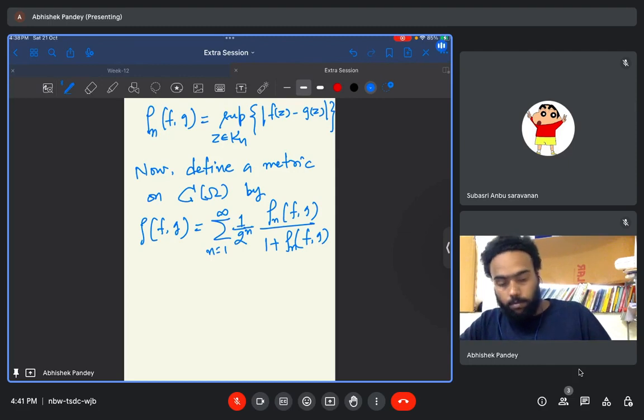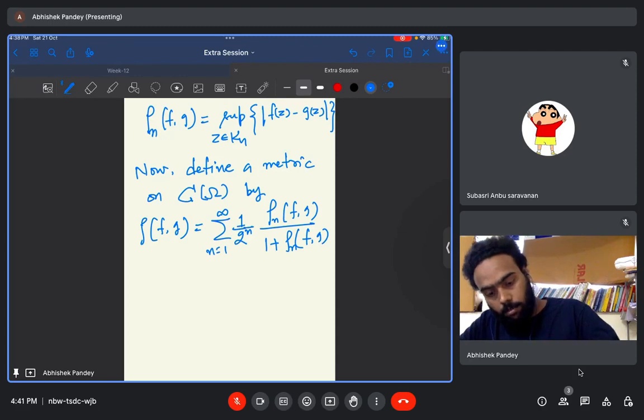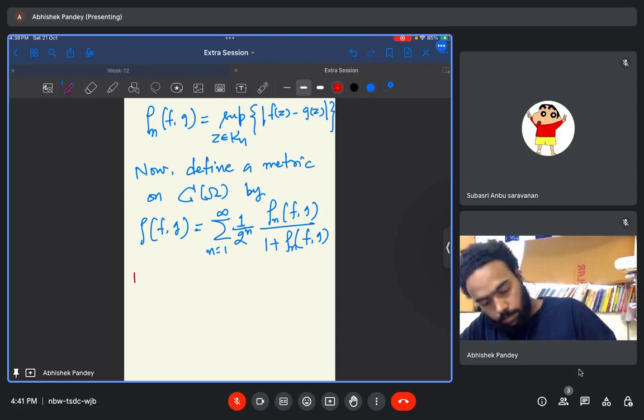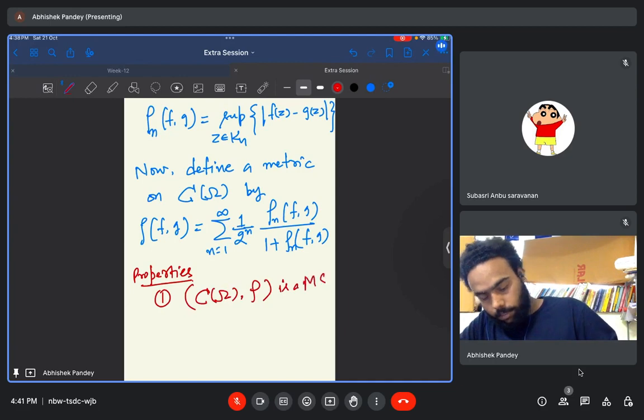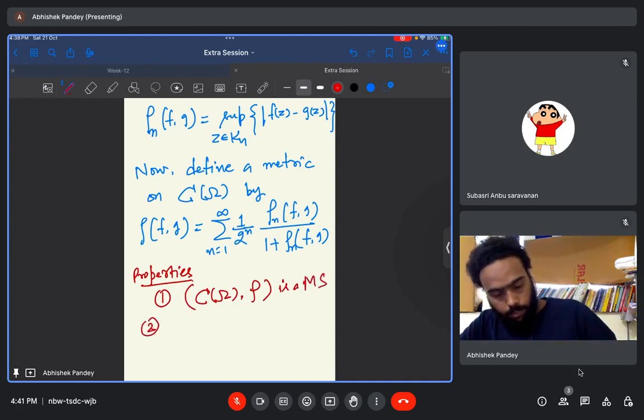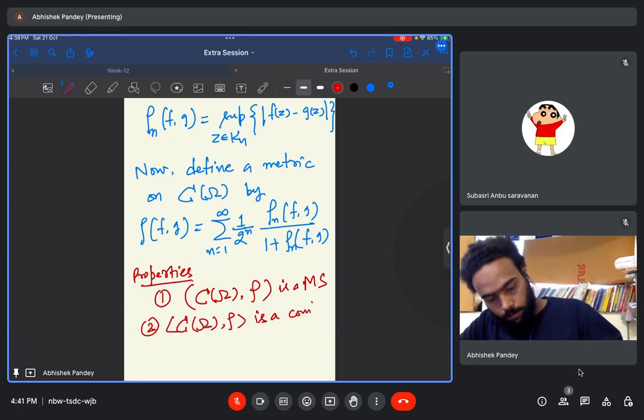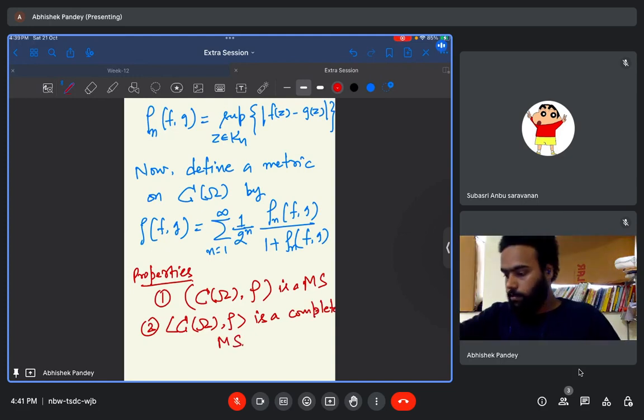Now this has some properties you can check. All these are given in Conway's book. So C omega with this is a metric space. Furthermore, you can see that C omega is a complete metric space.